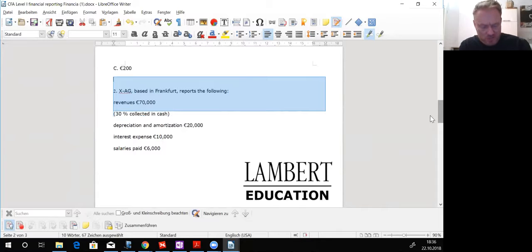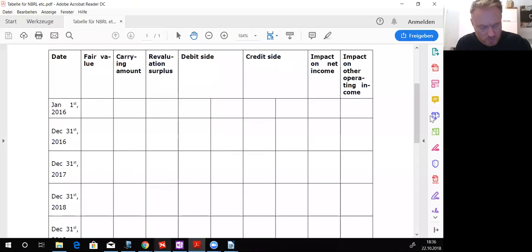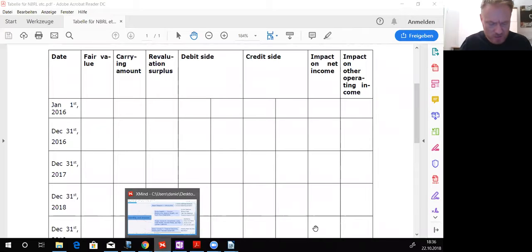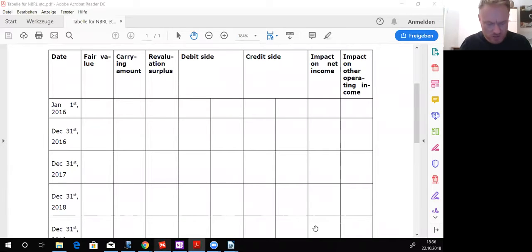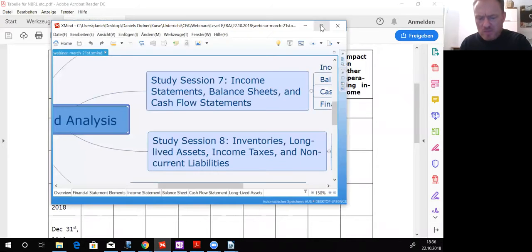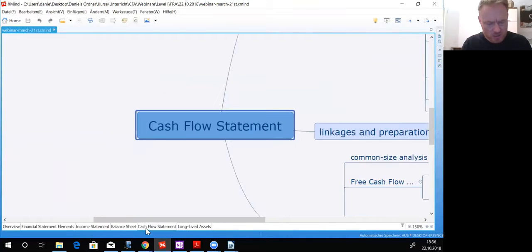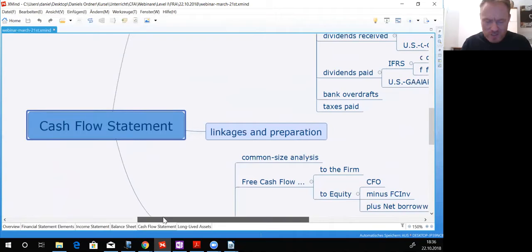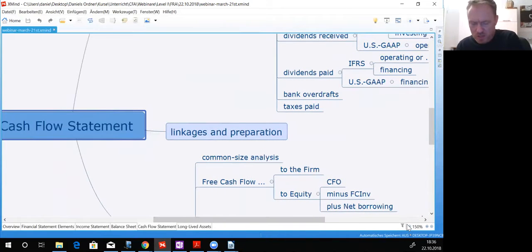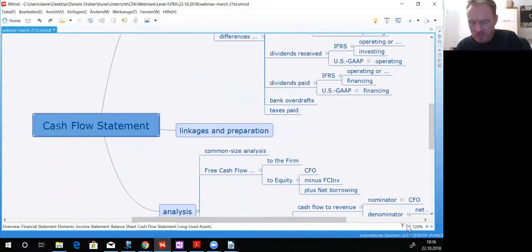There's two things to understand. Let's see this here, where did I have this? Because I prepared something for you, and that's my mind map. That is the mind map for CFA level 1 that you can get, of course, in my online shop, if I can say so. So now, that is cash flow statement.